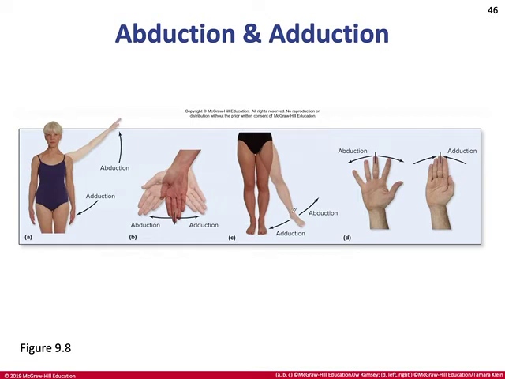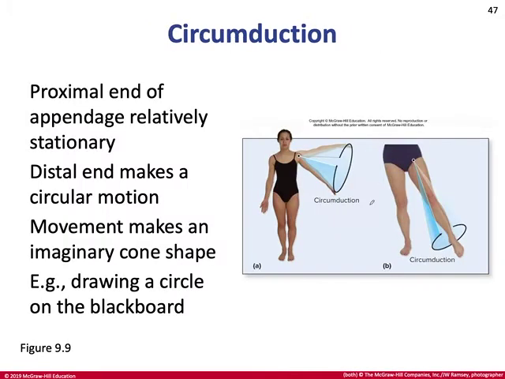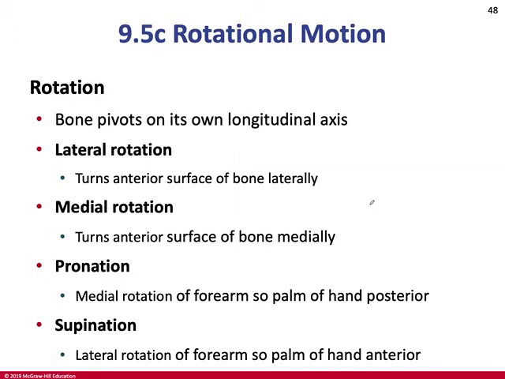There's abduction and adduction of the hip and of the fingers, okay? And then circumduction is just transcribing a cone in space, right? Where one end of the bone stays relatively stable, and then the other end is moving in a circular pattern. So we can do this at the shoulder and at the hip because they are ball and socket joints.